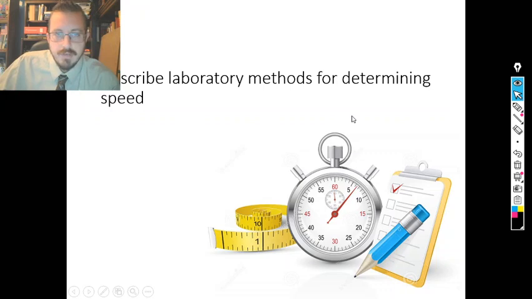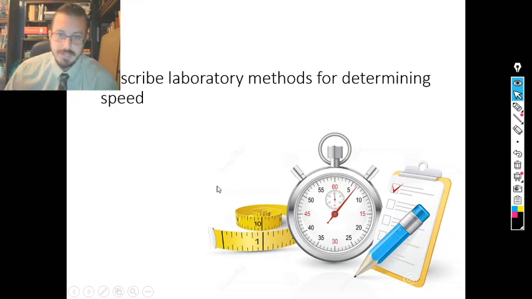One of the learning outcomes was to describe laboratory methods for determining speed. So speed is distance divided by time. To measure distance, you need a tape measure or a ruler or something. To measure time, you need a stopwatch, some way to keep time, and you need to record those things. So really the only way to determine speed is by measuring distance, measuring time, and then taking their ratio, dividing the two.